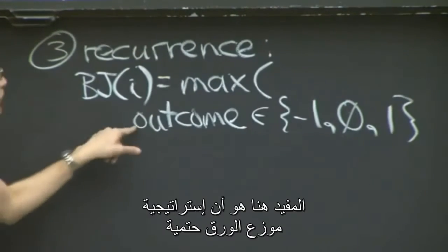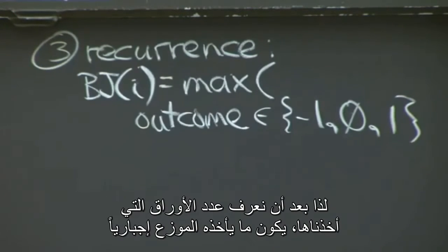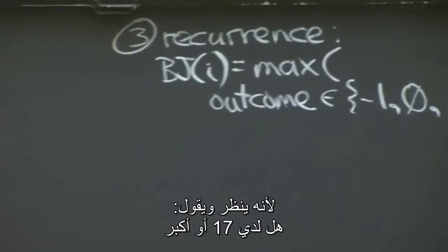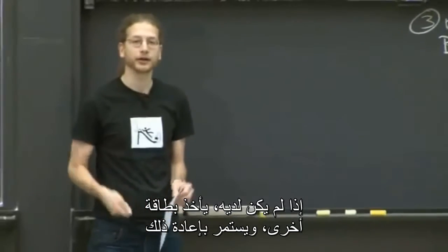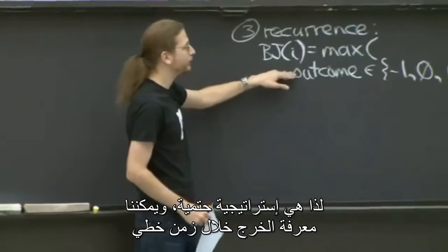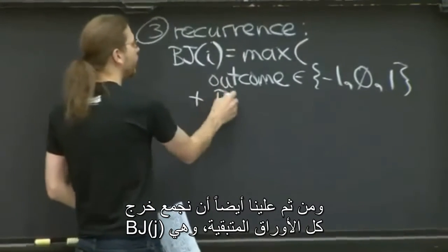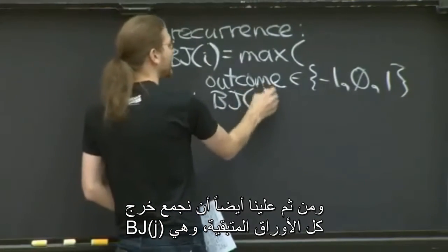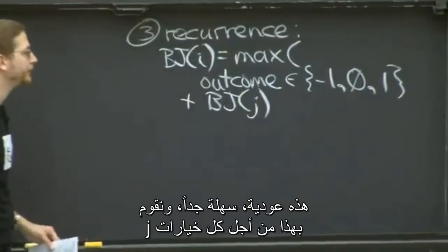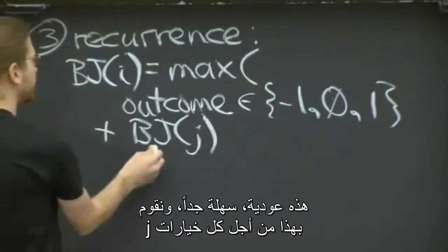No biggie. What's useful here is that the dealer strategy is deterministic. So after you know how many cards you take, what the dealer does is forced, because it just looks: do I have 17 or greater? If not, take another card. And keep repeating that. So it's a deterministic strategy. In linear time, you can figure out what the outcome is. Then you also have to add the outcome of all the remaining cards, which is just BG of j. This is recursion. Super easy. We do this for all choices of j.